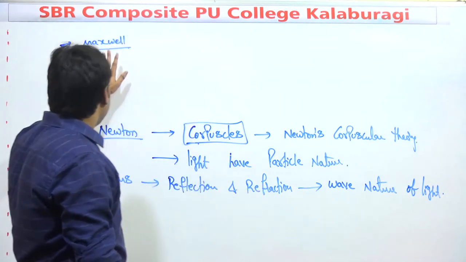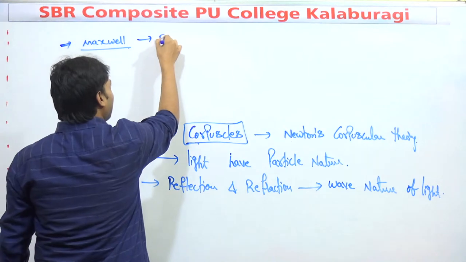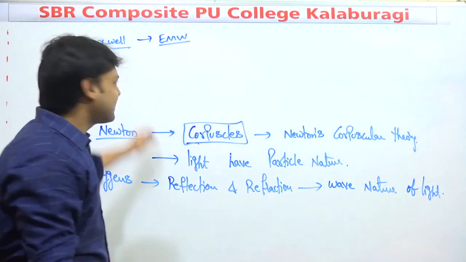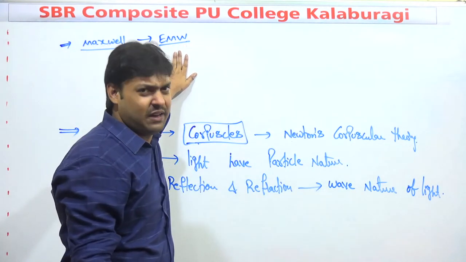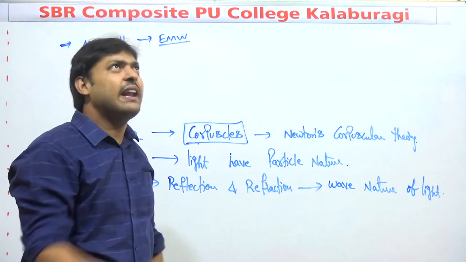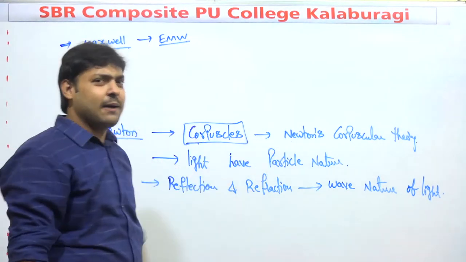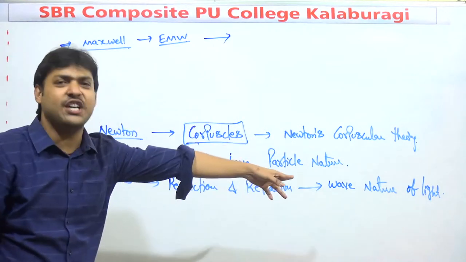So Maxwell developed the electromagnetic wave. What is his contribution in physics? He developed electromagnetic waves. The name itself tells. Light is also an electromagnetic wave. So in which group will Maxwell come? Wave group.